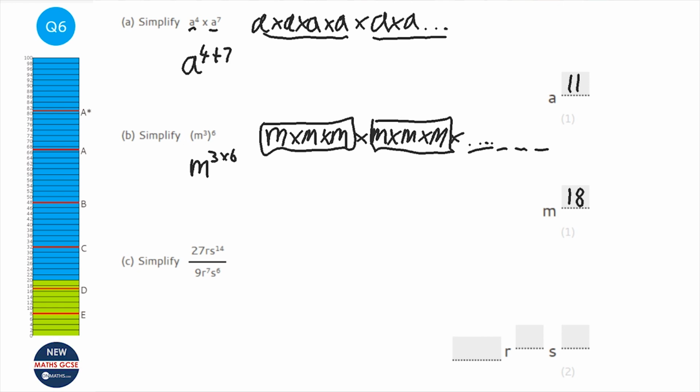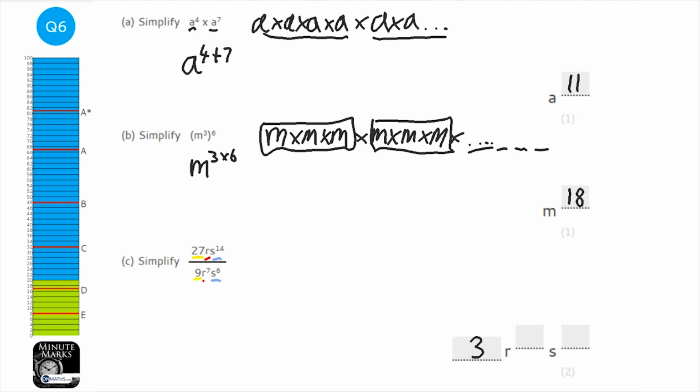Okay, so for this next one, this is a slightly harder one. What you need to do is just do the numbers first, then we're going to do the r's, and then we're going to do the s's. Okay, so 27, so over means divide, okay, so 27 divided by 9 is just going to be 3. Now this is r on its own.